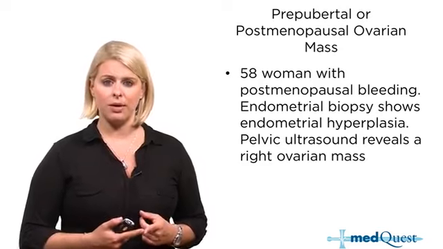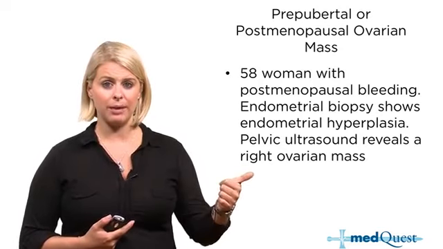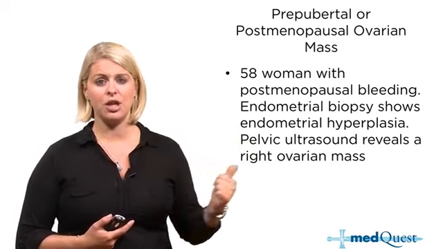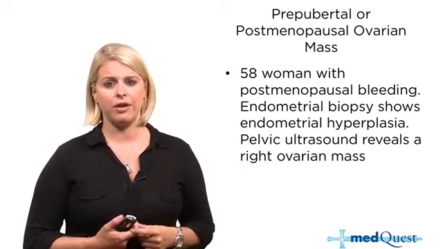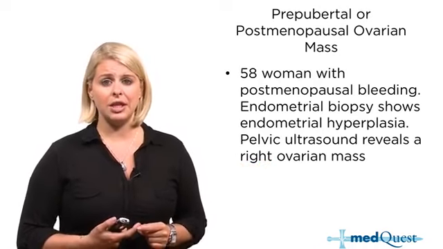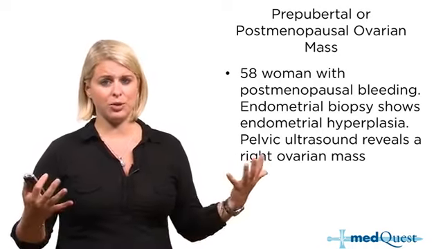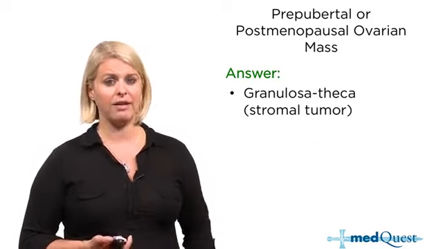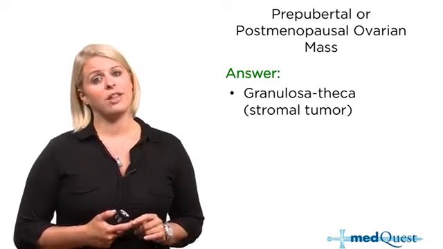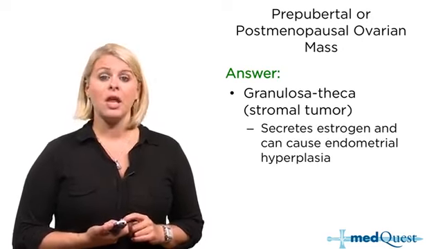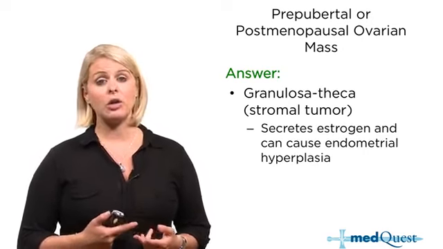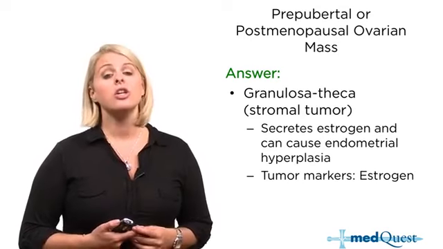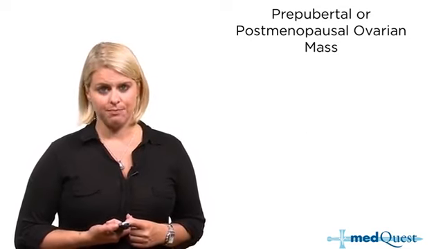A 58-year-old postmenopausal woman, endometrial biopsy shows endometrial hyperplasia, and your pelvic ultrasound shows a right ovarian mass. So basically, if you're having endometrial biopsy with endometrial hyperplasia, that probably means that they have a high estrogen level. So that is associated with a granulosa thecal cell tumor that secretes estrogen and can cause endometrial hyperplasia. Your tumor marker is going to be estrogen.